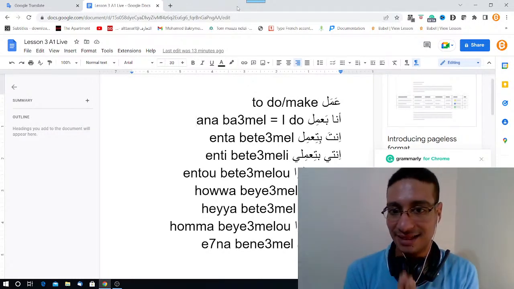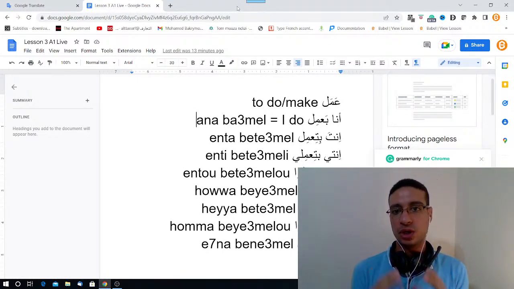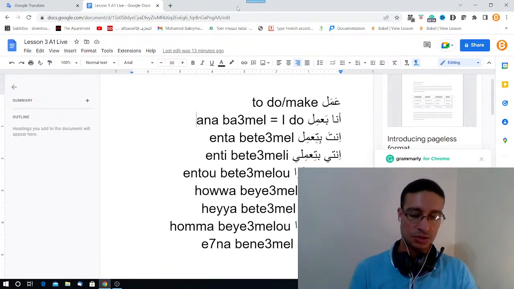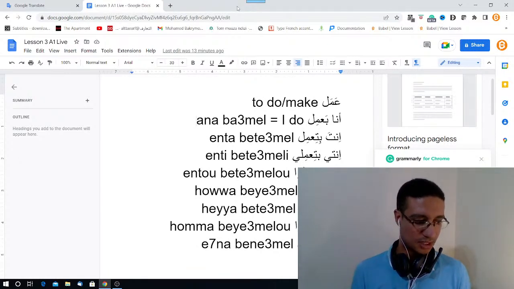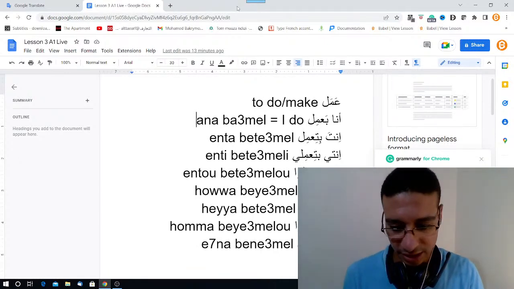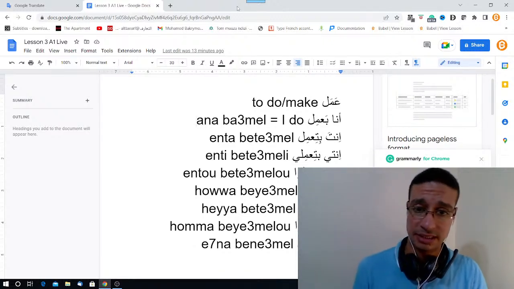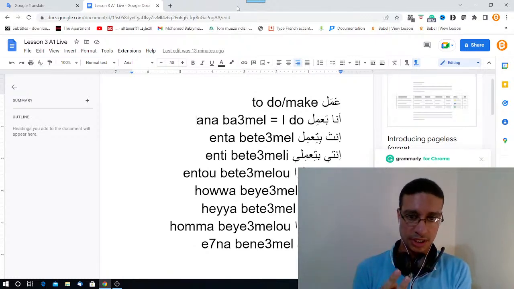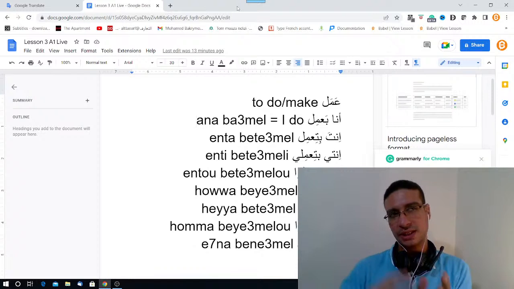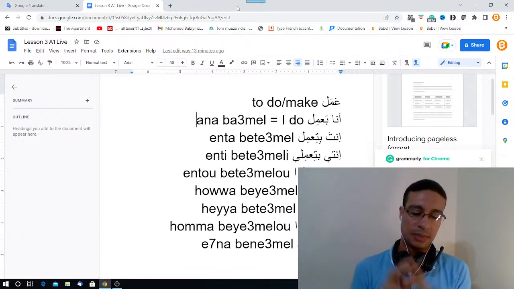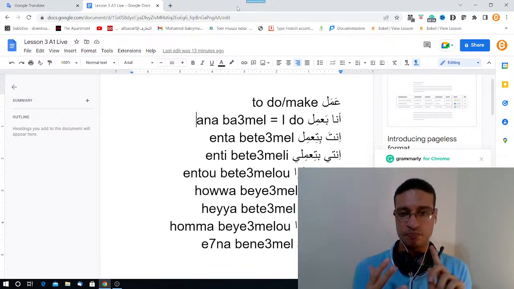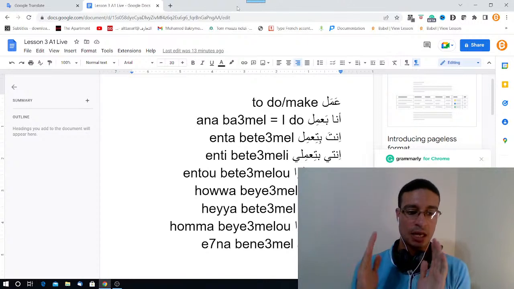So anyway, let's start. Today we are going to study the present tense verb conjugation. This is actually the most important thing to learn, along with the past tense, because in Arabic we have three modes of conjugation. Two are very important, and the last one is a little bit less important. The most important are the past tense and the present tense.